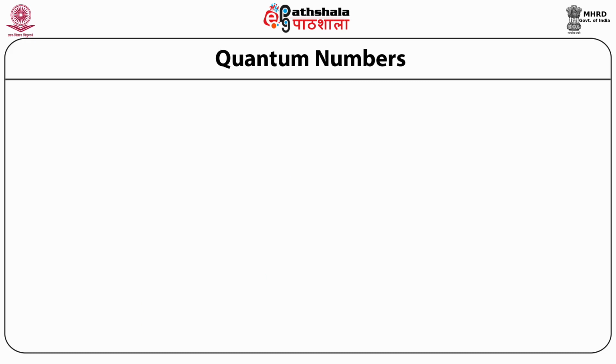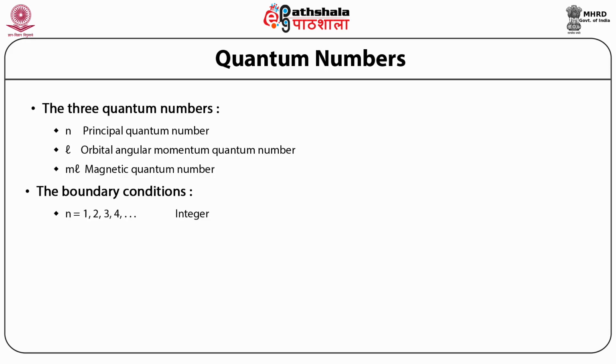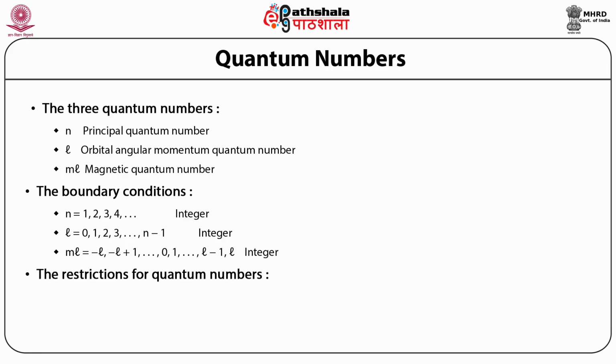So students, we have now a unique set of values of three quantum numbers: n, which is the principal quantum number, l, the orbital angular momentum quantum number, and m suffix l, which is nothing but the magnetic quantum number. The allowed values of these three quantum numbers are: n is equal to 1, 2, 3, 4, that is the integers, then l is equal to 0, 1, 2, 3 till n minus 1, and ml varies from minus l to l. The restrictions for the quantum numbers are n should be greater than 0, l is less than n, and the modulus of ml is less than or equal to l.